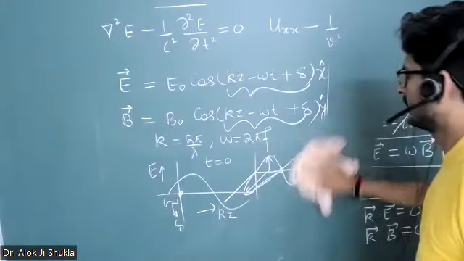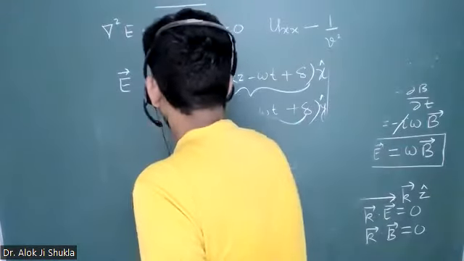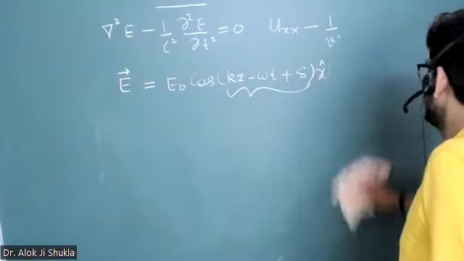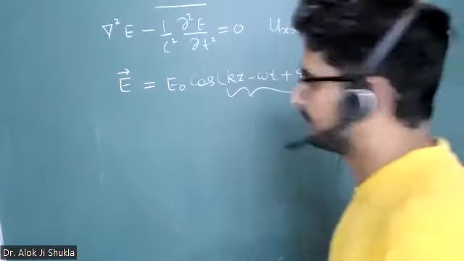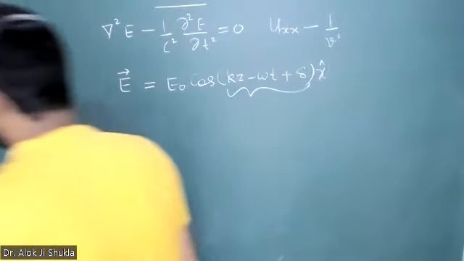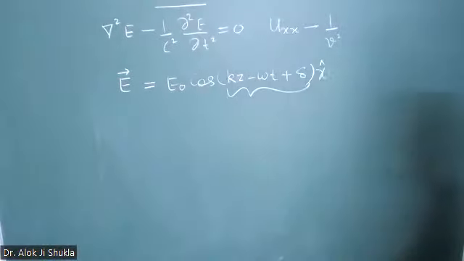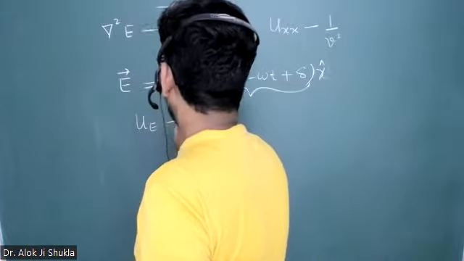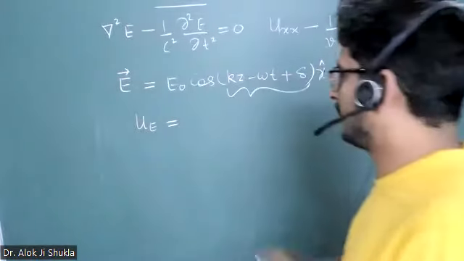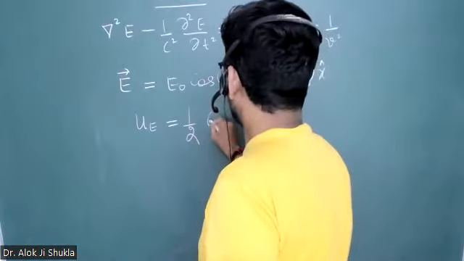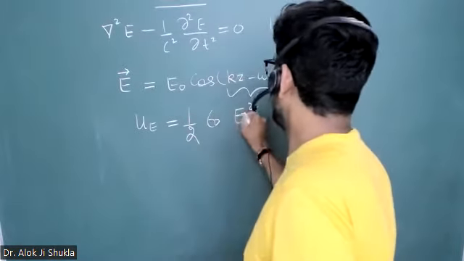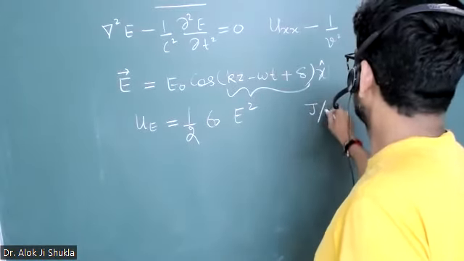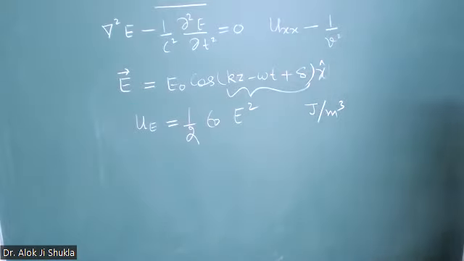Yes, now see. Now this wave that is travelling in vacuum, an electromagnetic wave propagating in vacuum, what are the different terms that we can calculate? So the first one is electrostatic energy density. If you remember, it was half epsilon naught E squared. Remember this? What will be the unit of this, Puneet? Joule per meter cube.